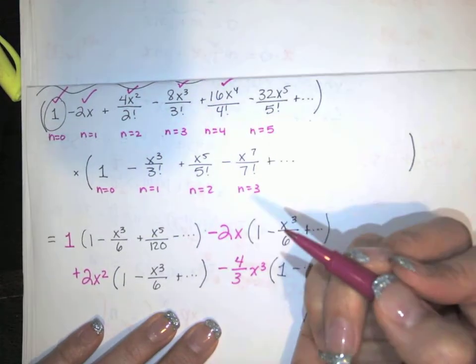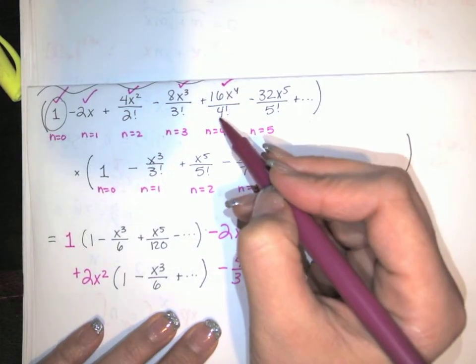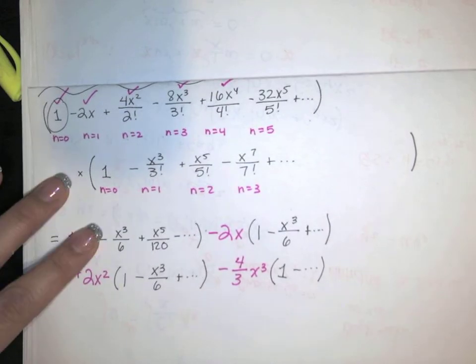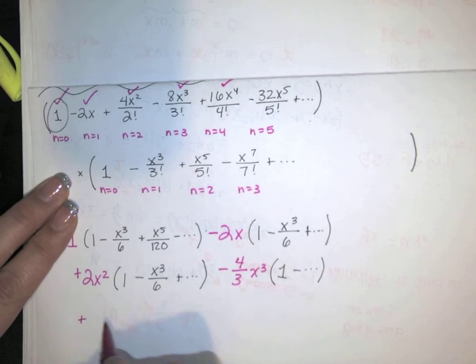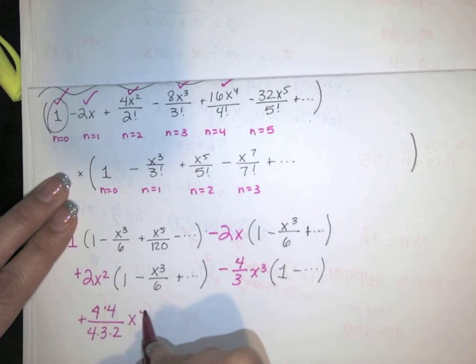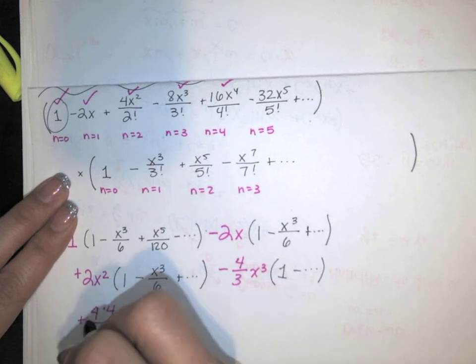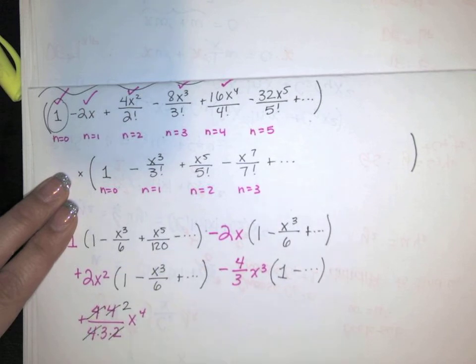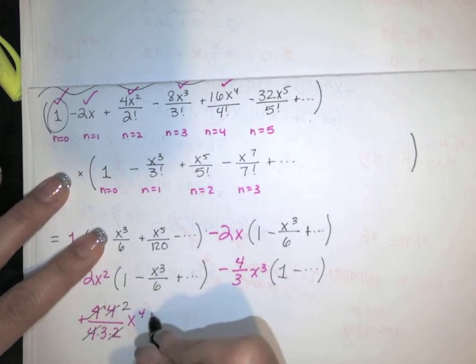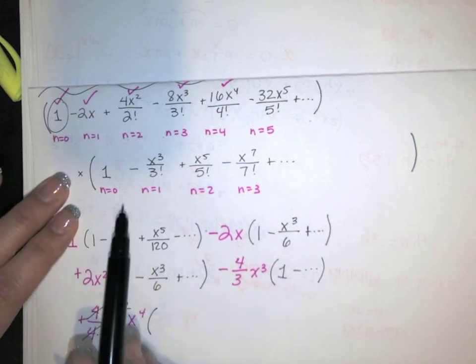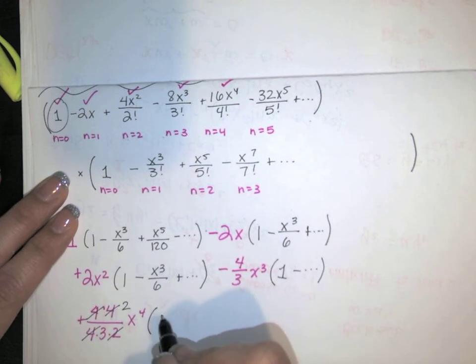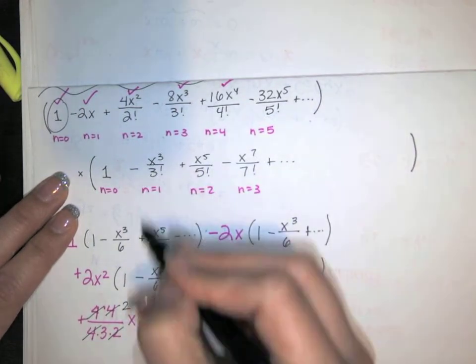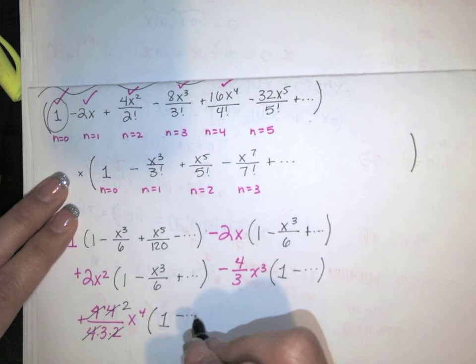Then here, I've got 16 x to the fourth over 4 factorial. 16 over 4 is 4. Well, actually, I'll just write it out like this. We got 16 is 4 times 4. I've got 4 times 3 times 2 down here, times x to the fourth. The 4s reduce. 2 goes into 4 twice. And we're taking that and multiplying by this. So that's just a 1, and then x to the fourth times x cubed would be x to the seventh.